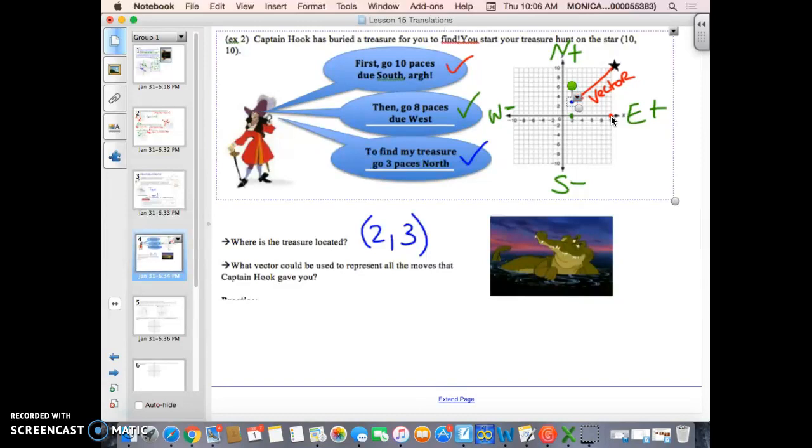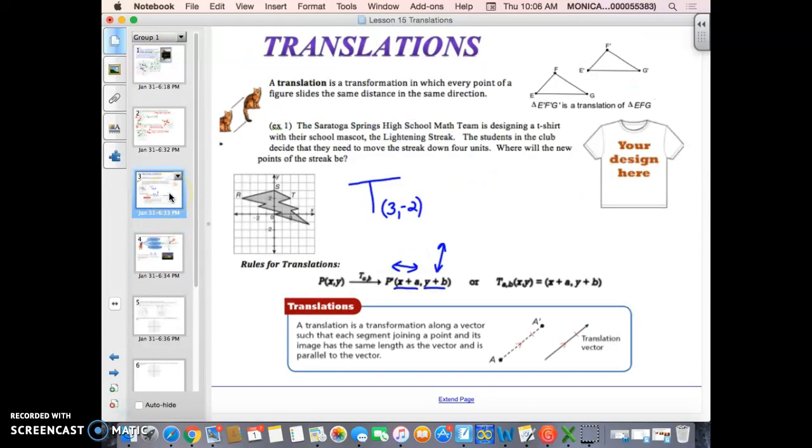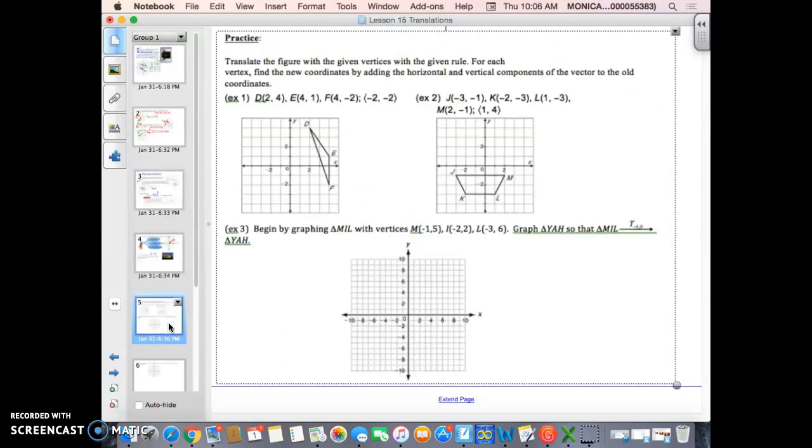And the vector is the line, the diagonal line, that's the shortest distance from point A to point B. So the vector would be this diagonal right here. We call that our sliding vector. So if you look back to the cats, the picture of the cats, where was that? Here. You can see these are our vector lines. Okay? So let's go ahead and try some of these.